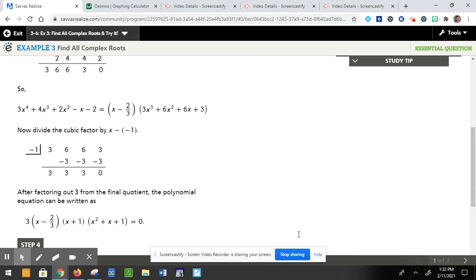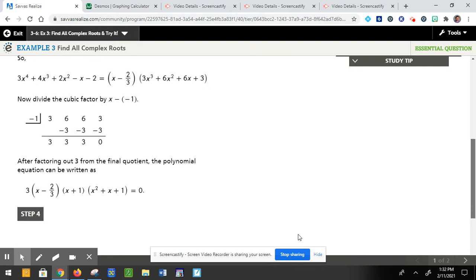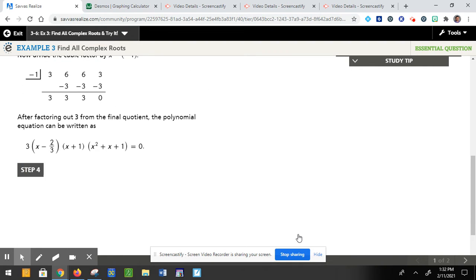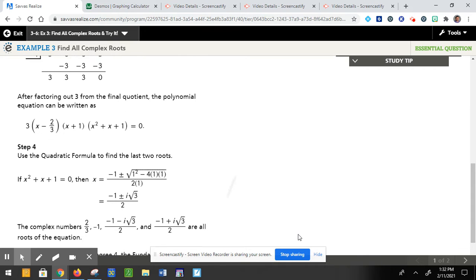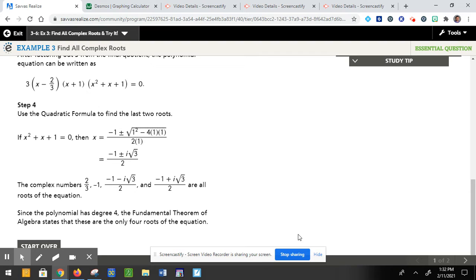So your factor, and the 3 would stay out front if you're trying to get all the factors, but it's not going to help you. It's not going to be meaningful in terms of getting the zeros or the solutions. We now need to do quadratic formula with the quadratic that's left. And again, if you were to graph it, you would have seen that it's only crossing twice.